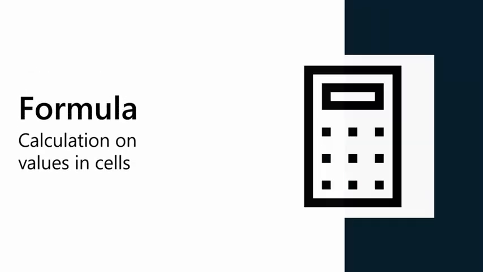A formula in Excel is a calculation performed on the values in a range of cells in your worksheets. Examples of these calculations include addition, subtraction, multiplication, and division. Once the calculation is completed, the formula returns a result, even if it's an error. Now that you're familiar with what a formula is, let's find out more about how they work.